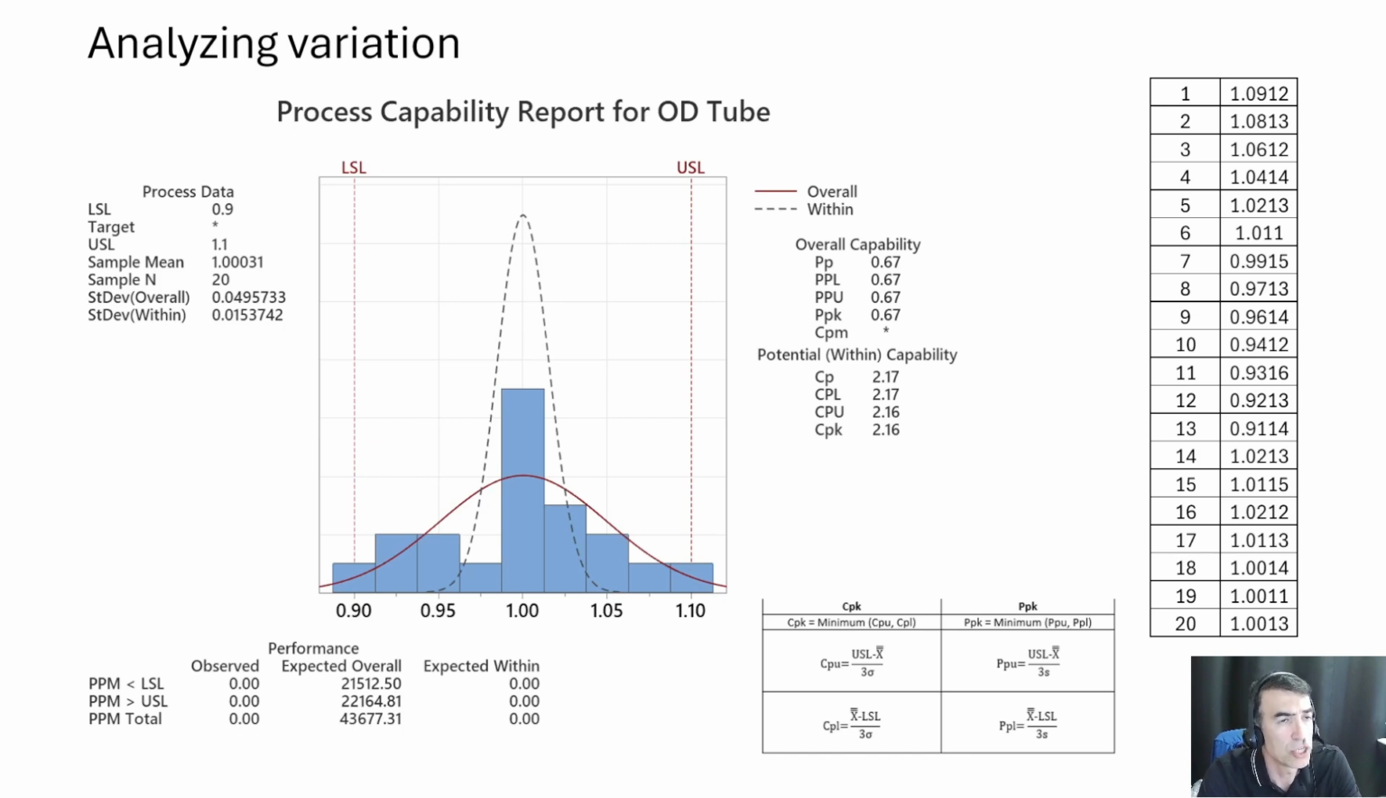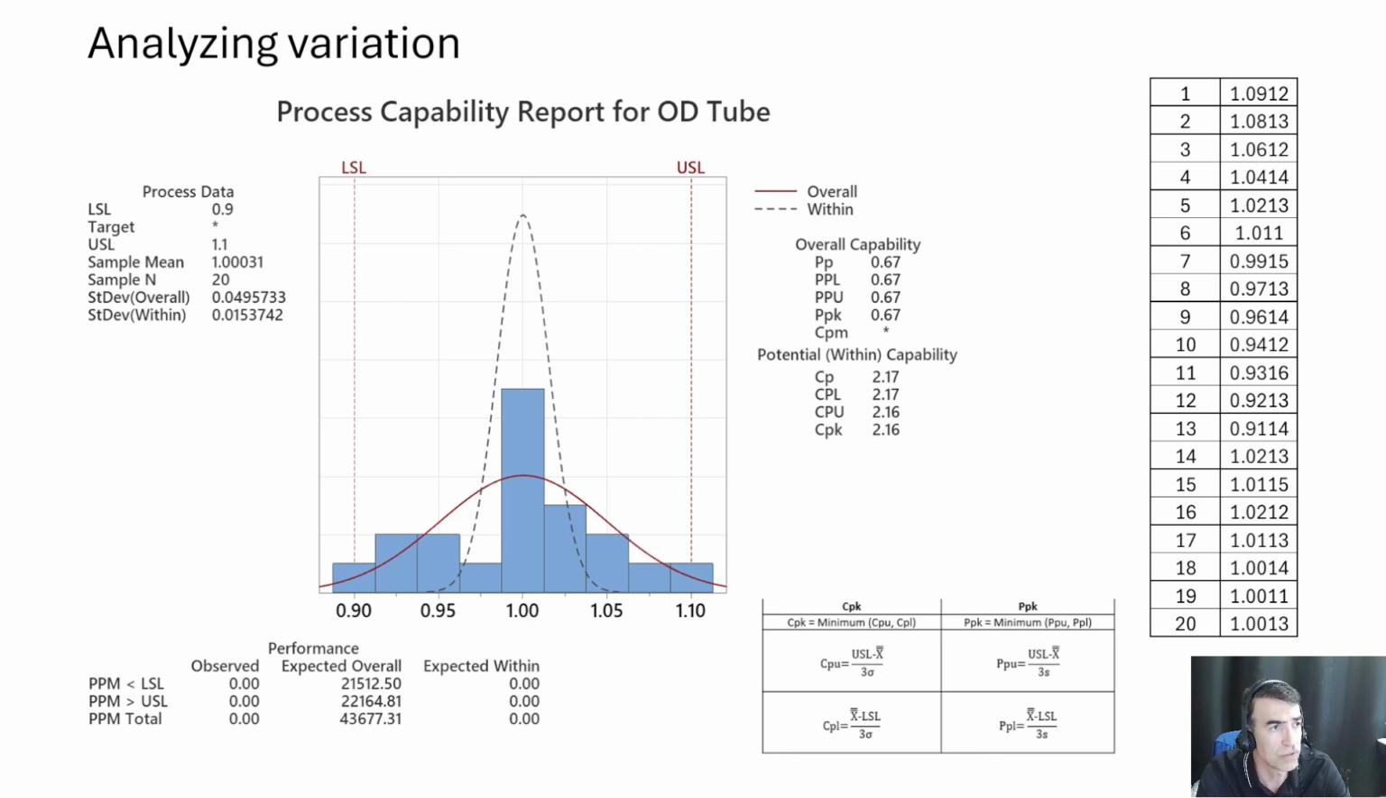Now that we have measured the data, we bring it into Minitab and we use the process capability chart for analyzing the data, knowing that the data are normal. On top left, we have the lower spec limit that is 0.9, the upper spec limit that is 1.1. We have the sample mean, and the sample number that is 20. And we have two important parameters, a standard deviation overall and a standard deviation within.